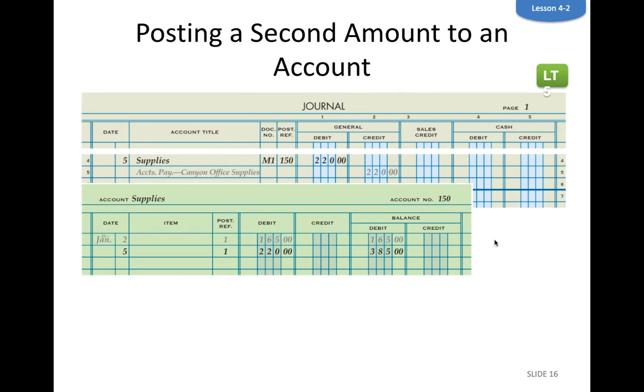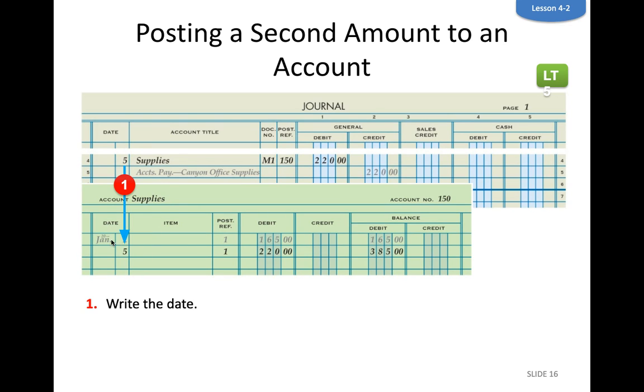So what happens when you post a second amount to the journal? So again, we're going to walk through this step by step. This, as you can see, is in gray. That was that first example that we just did on the previous slide. So now we have a new transaction that happened on January 5th, I'm sorry, supplies, and it was a debit of $220 there.